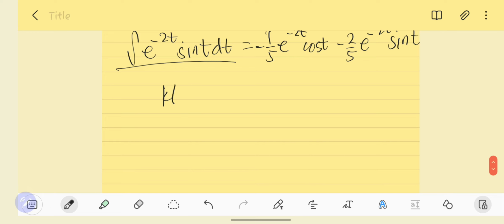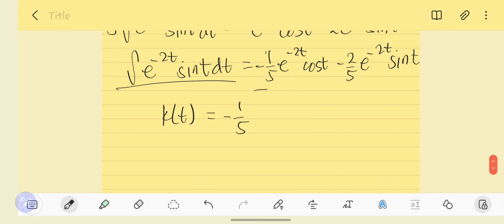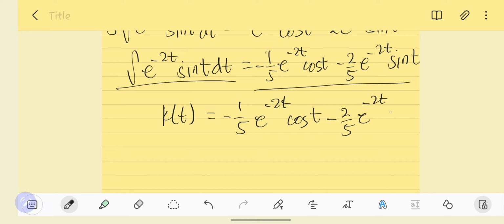So now that is your integral of e to the negative 2t sine t dt. Now your k of t is equals to negative 1/5 e to the negative 2t cosine t minus 2/5 e to the negative 2t sine t. And you'll have a plus c here.